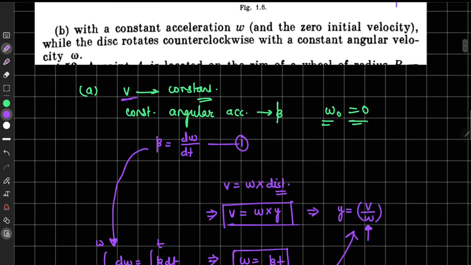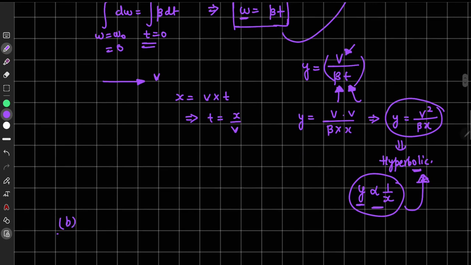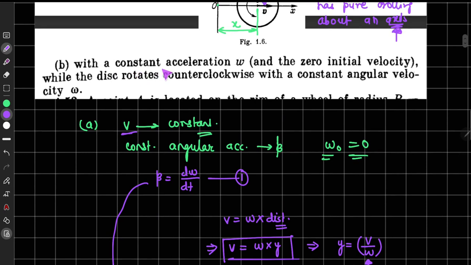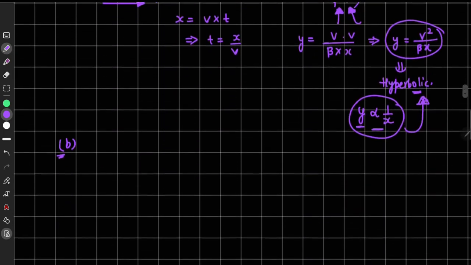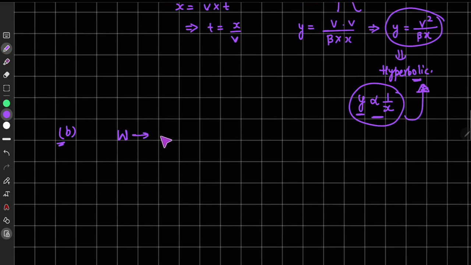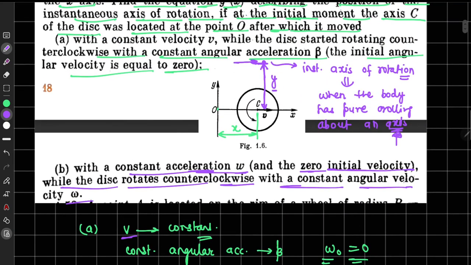Now coming to the second part of the problem, that is part b. In part b, it is saying that the acceleration is constant. Here the velocity is not constant and the initial velocity is equal to 0, while the disk rotates counterclockwise with a constant angular velocity of omega. So it is given that w, let us say this is the acceleration, is constant, and the angular velocity is also constant. Now again we will assume that the instantaneous axis of rotation is at a distance of y from the x-axis.